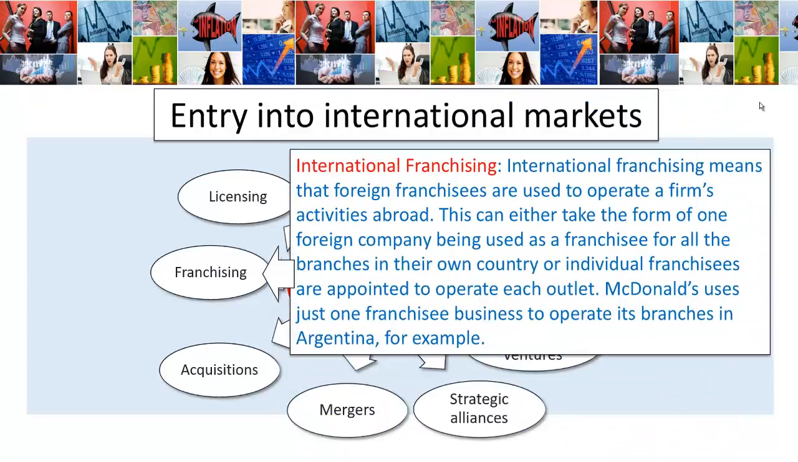Franchising, international franchising. International franchising means that foreign franchisees are used to operate a firm's activities abroad, which can either take the form of one foreign company being used as a franchisee for all branches in their own country, or individual franchisees are appointed to operate each outlet. McDonald's, in this particular instance in Argentina, just uses one franchisee business to operate all of its branches in Argentina.